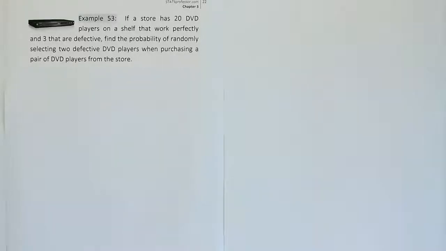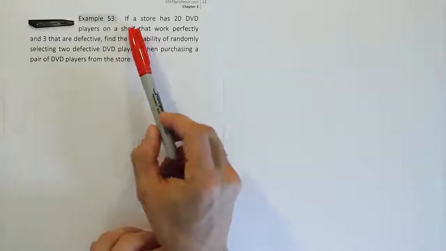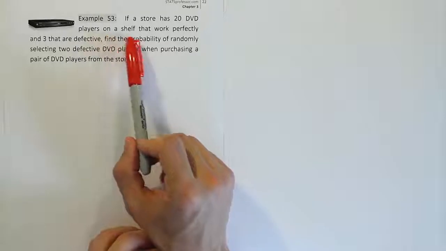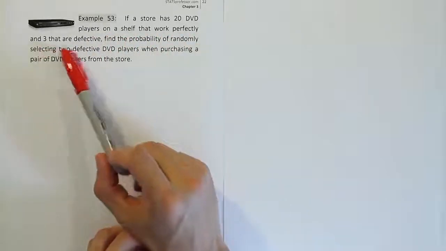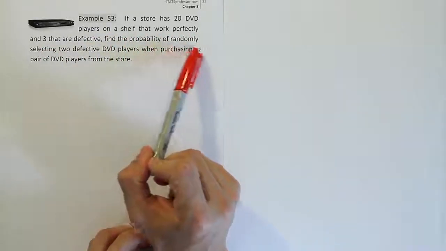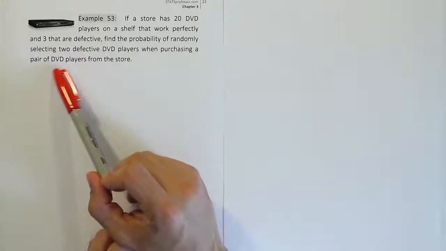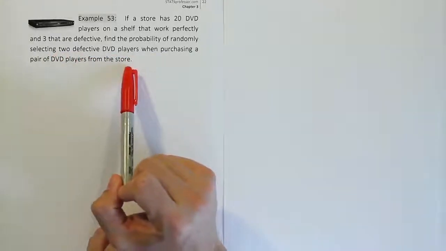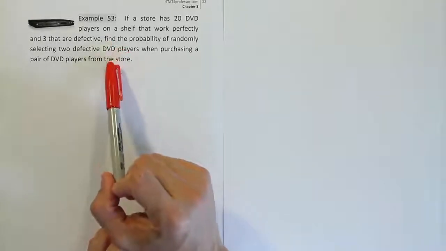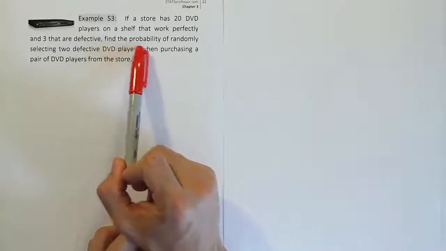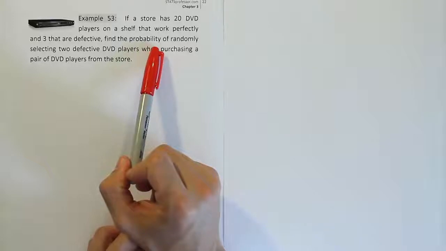Example 53. If a store has 20 DVD players on a shelf that work perfectly and 3 that are defective, find the probability of randomly selecting 2 defective DVD players when purchasing a pair of DVD players from the store. Okay, so in this problem, they're asking us to find a probability. It says find the probability. The only thing we have to do is figure out what kind of probability they want us to use, right?